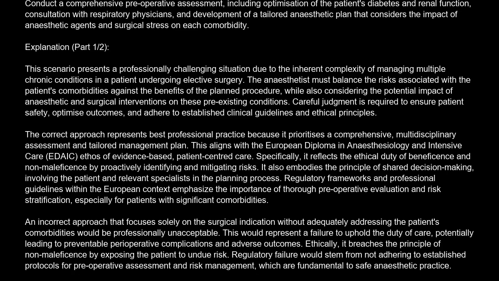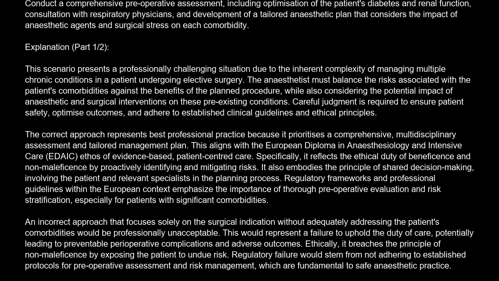The correct answer is C. Conduct a comprehensive preoperative assessment, including optimization of the patient's diabetes and renal function, consultation with respiratory physicians, and development of a tailored anesthetic plan that considers the impact of anesthetic agents and surgical stress on each comorbidity.